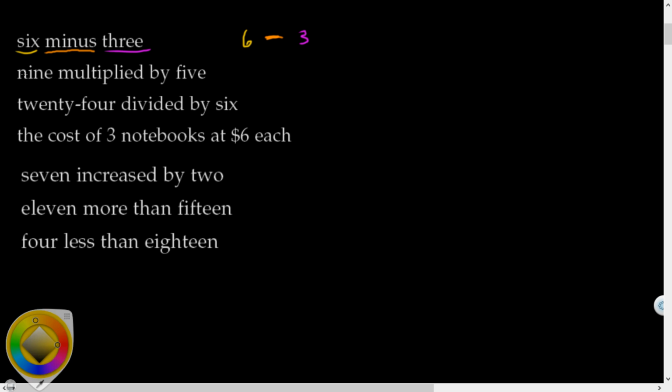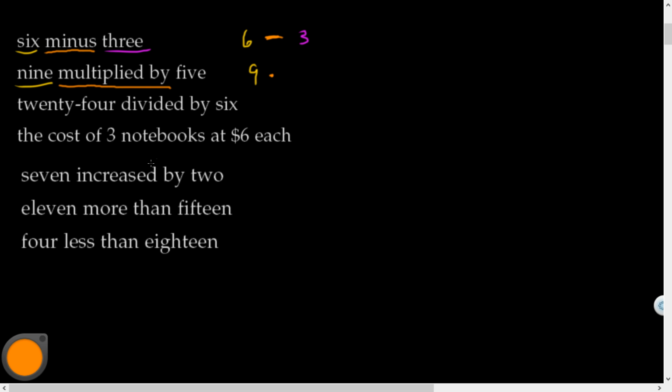Let's look at this next one. 9. Whether I'm visualizing this or writing it down, someone says 9, I write 9 down. Multiplied by. That sounds like multiplication, a pretty good guess. So 9, we'll use the dot this time, multiplied by 5. The next thing that I hear I would have expected to be the thing that 9 was being multiplied by. Okay? All right, let's keep going.